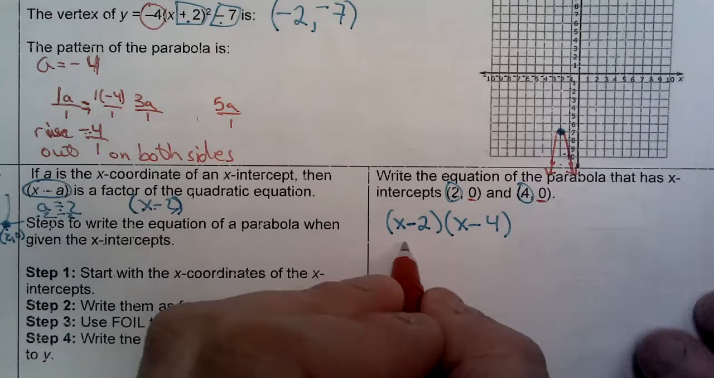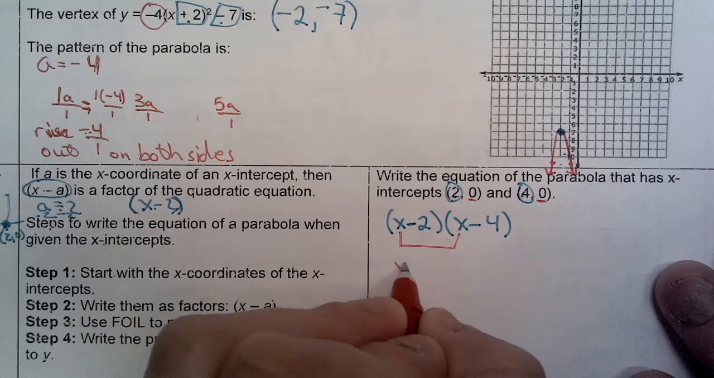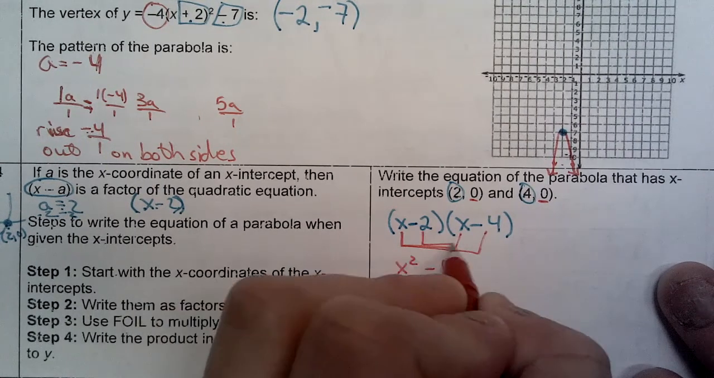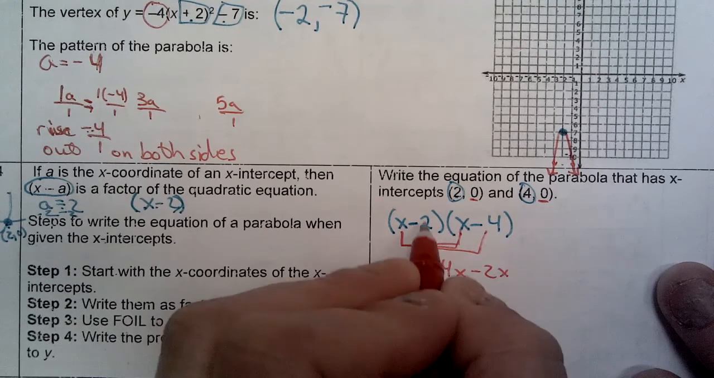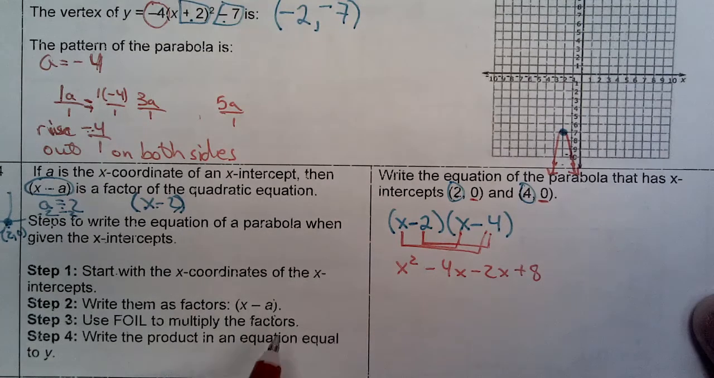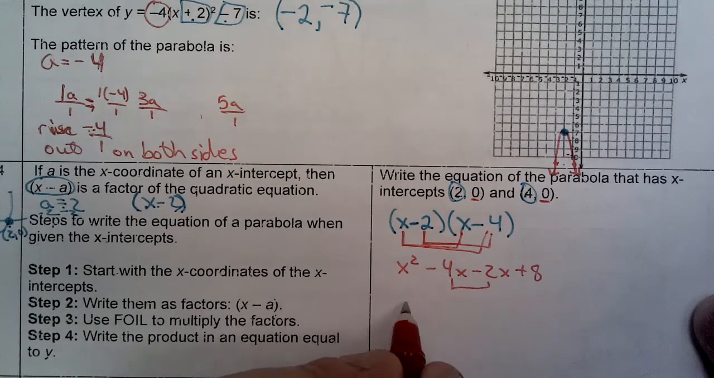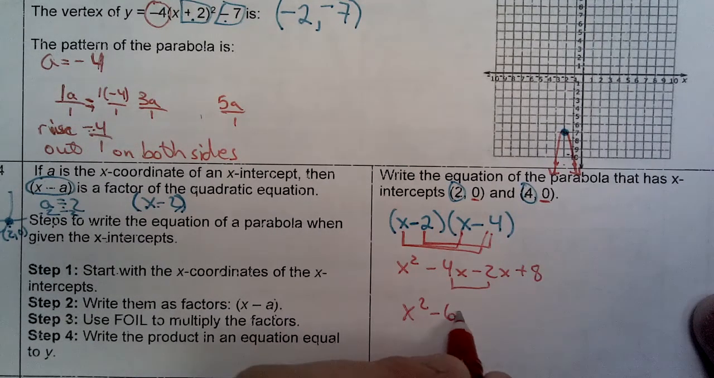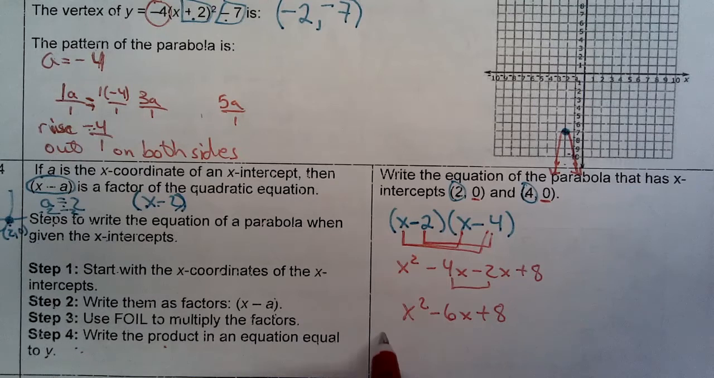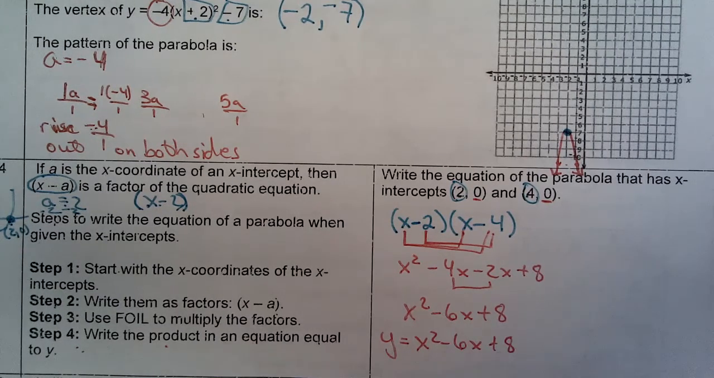So my first, outer, inner, last. So x times x is x squared. Outer is negative 4x. Inner is negative 2x. And my last is negative 2 times negative 4, which is 8. Okay, combine my like terms there. So I have x squared minus 6x plus 8. And then the very last thing, I'm going to write the product in an equation equal to y. So it would be y equals x squared minus 6x plus 8.